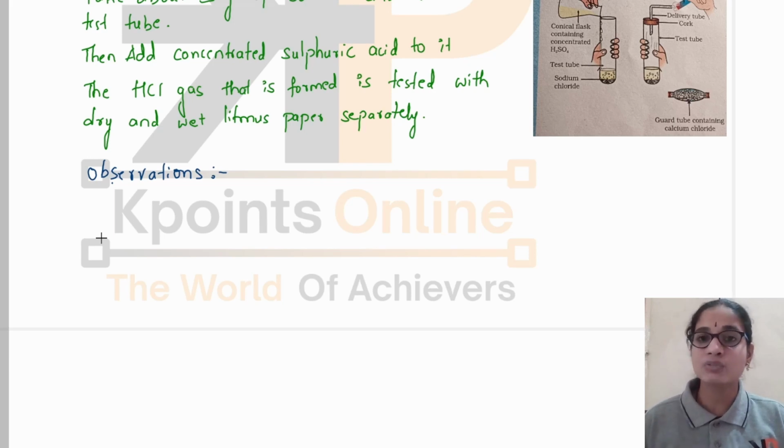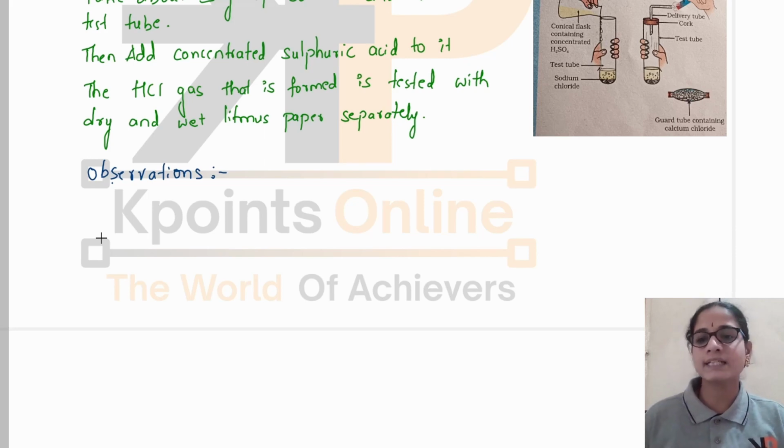Whereas in the case of wet litmus paper, what has happened? The HCl gas that is passed through it, in the presence of water, has dissociated into H plus and Cl minus ions. So this shows that the acidic character is due to the formation of H plus ions. It also shows that not all compounds containing hydrogen will behave as acids.